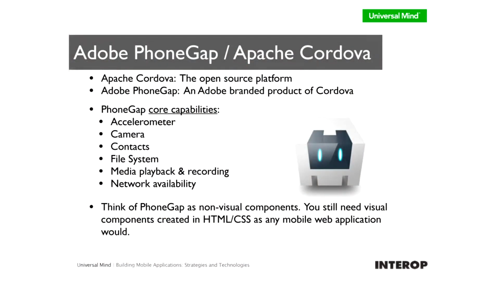The core capabilities for PhoneGap include accelerometer support, camera access, the contact list, and so forth. I have a link there. It brings up a big table and shows you, for all the different platforms, what features are supported. But for the most popular platforms, the majority of that access is supported.